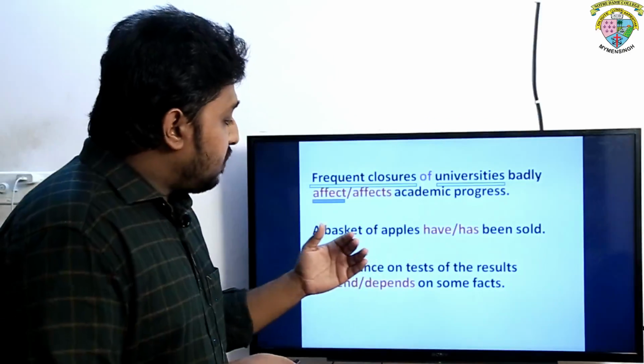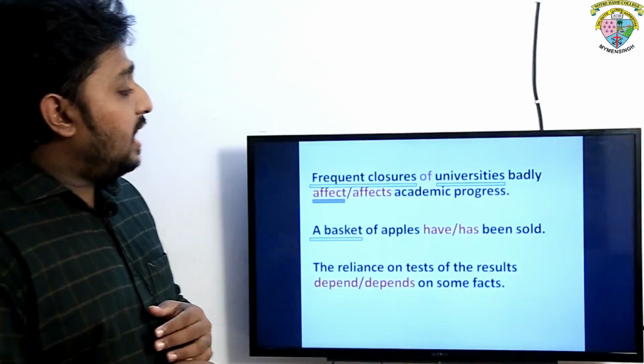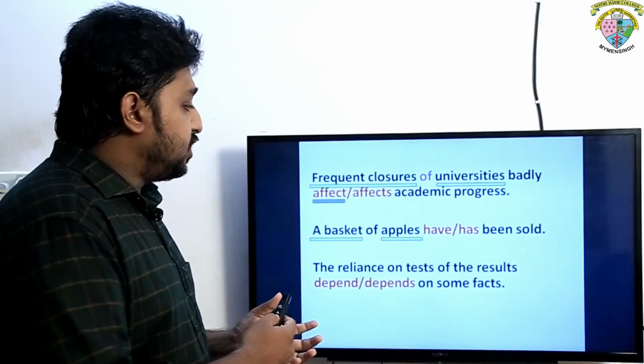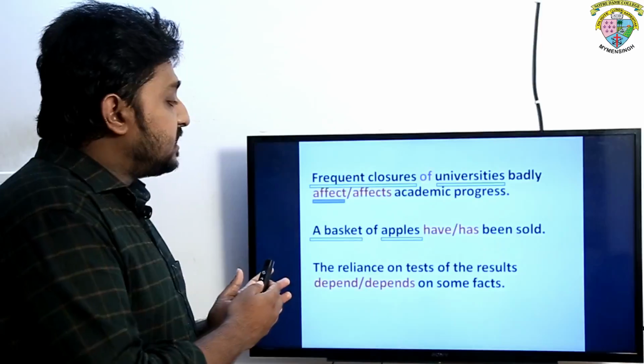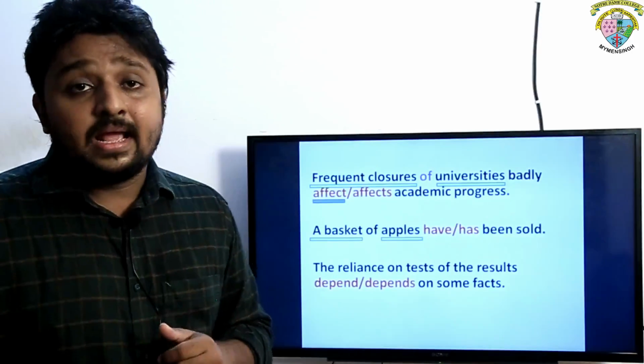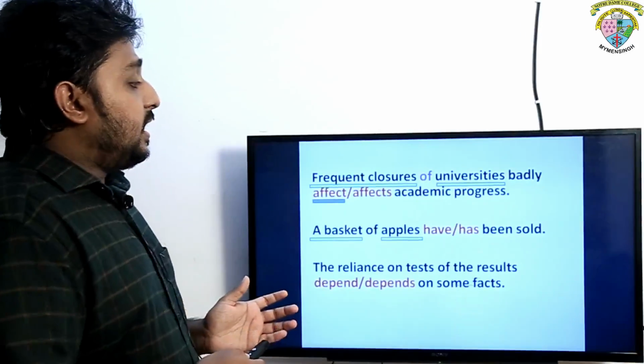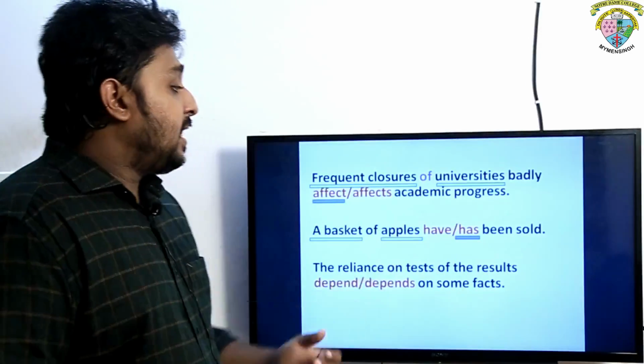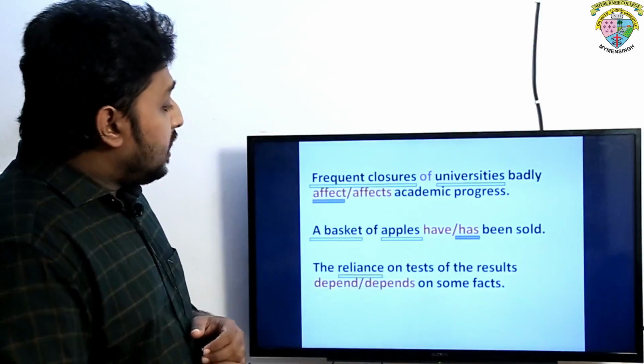In the next example, a basket of apples. Here we can also see two subjects that are connected with a preposition, and the first subject acts as singular. As it is a singular subject, it is going to receive a singular verb, and the answer should be has.